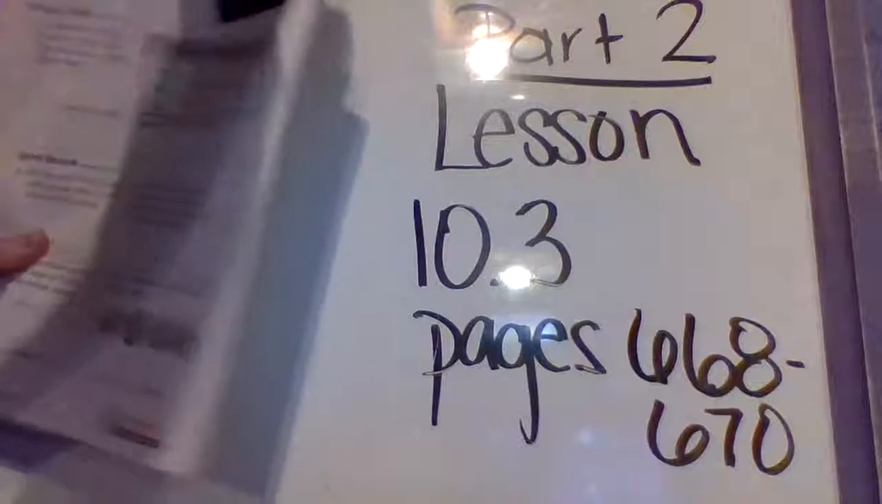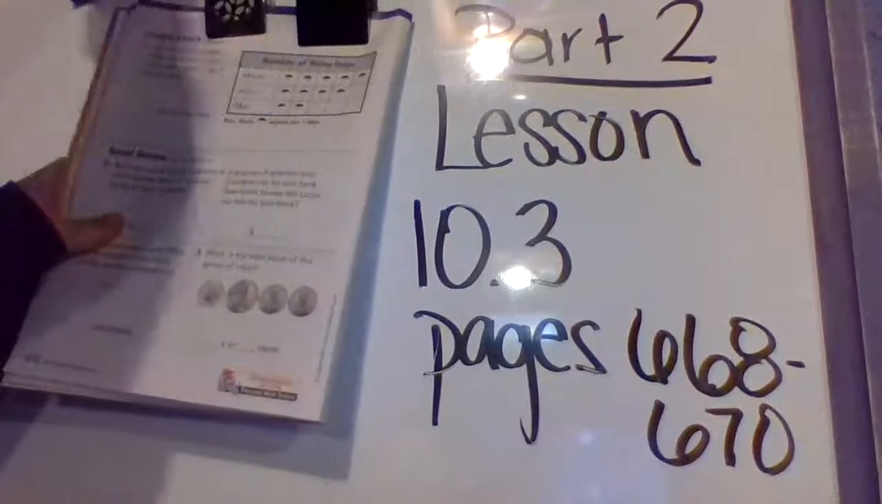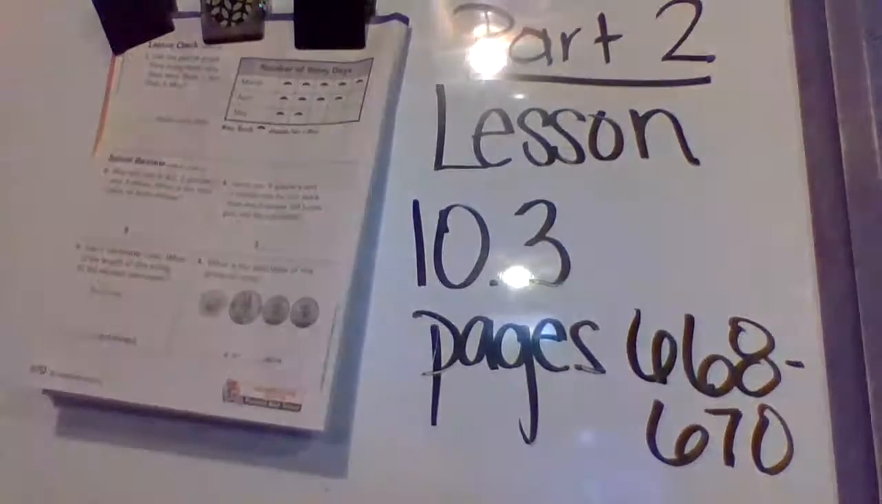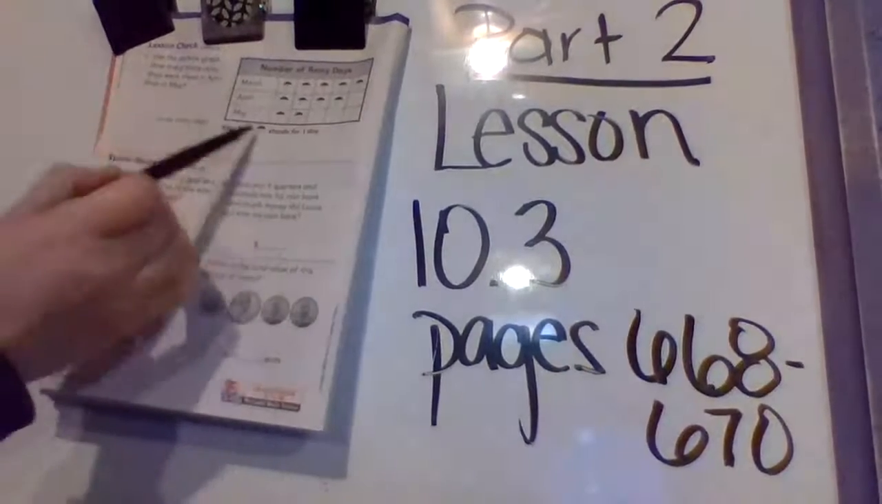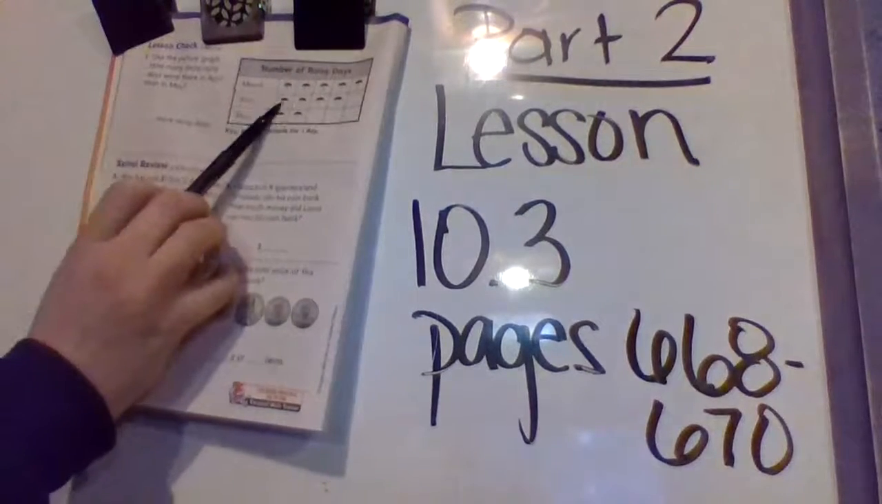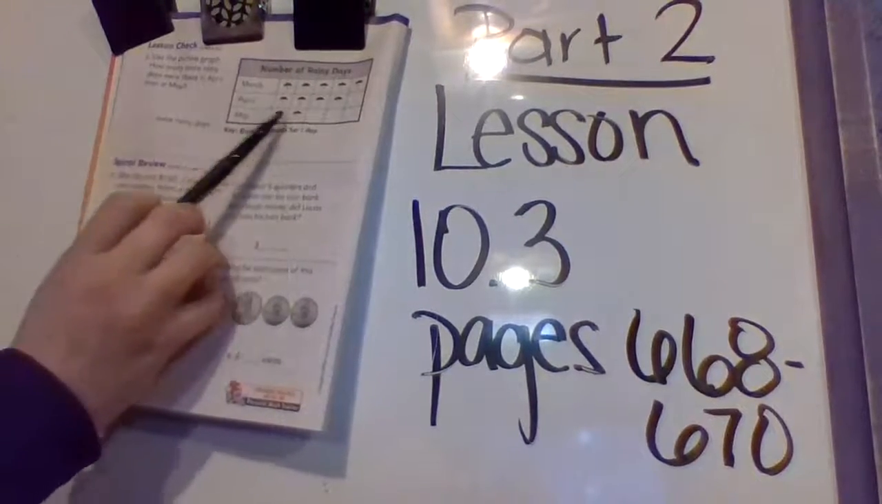Okay, another picture graph. It says number of rainy days, and we have 3 months listed, March, April, and May. I can see that each umbrella stands for 1 day, so 1, 2, 3, 4, 5 in March, 1, 2, 3, 4 in April, and 1, 2 in May.